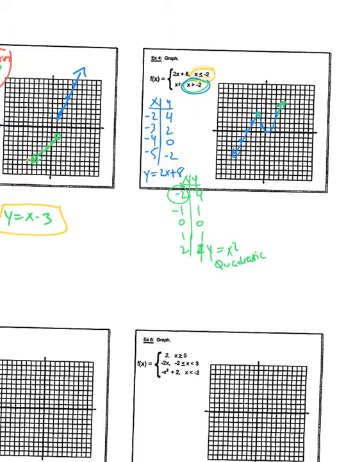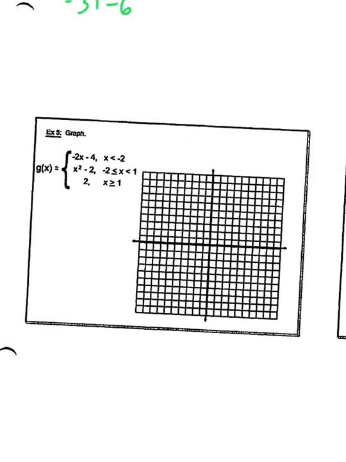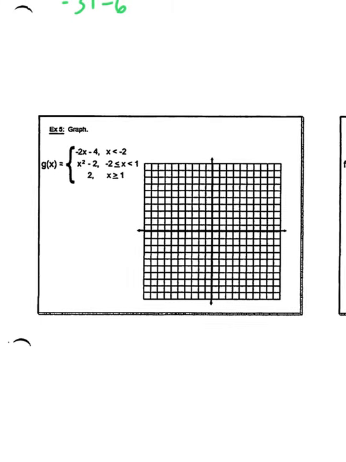We'll do another one. Let's do example 3. So here you've got 3 functions you're graphing. It really doesn't matter which one you start with. I'll start with the one with the equal sign. That's usually what I go for first.